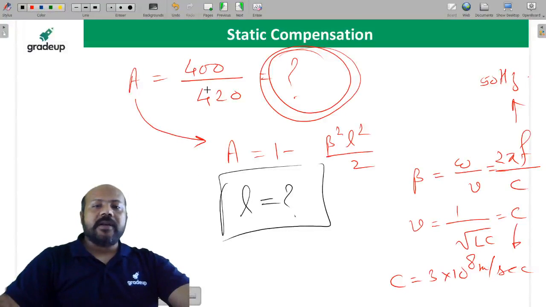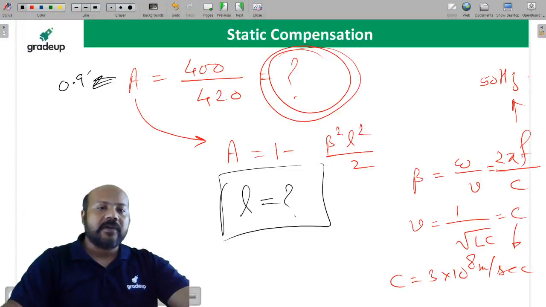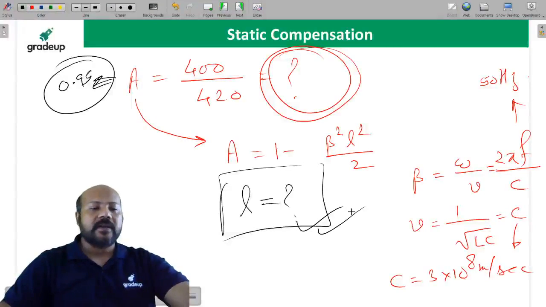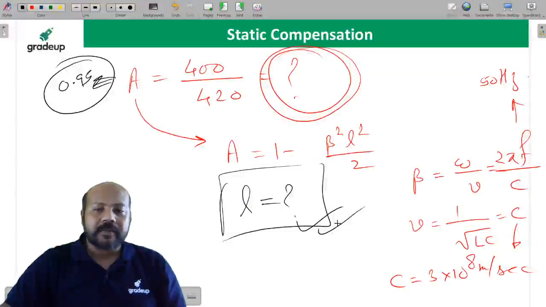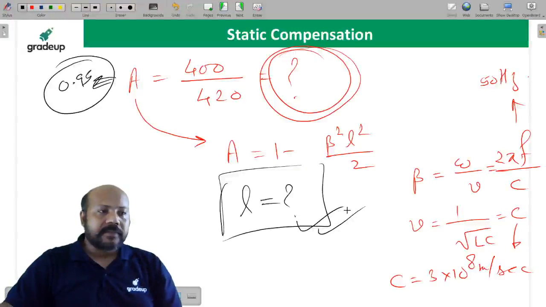Amal is saying 0.95. He is getting the value of A with this expression as 0.95. Just calculate what is the length of the transmission line you are getting.